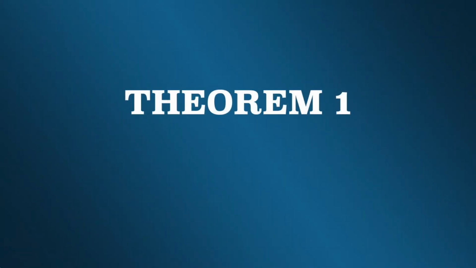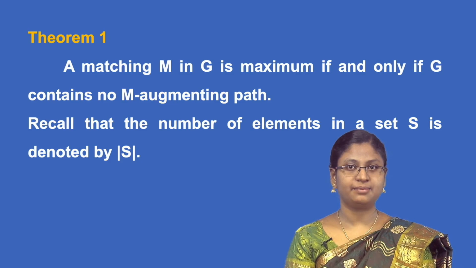Now, let us recall the characterization of maximum matching due to Berge. It is Theorem 1. The statement is: a matching M in G is maximum if and only if G contains no augmenting path. Recall that the number of elements in a set S is denoted by the cardinality of S.